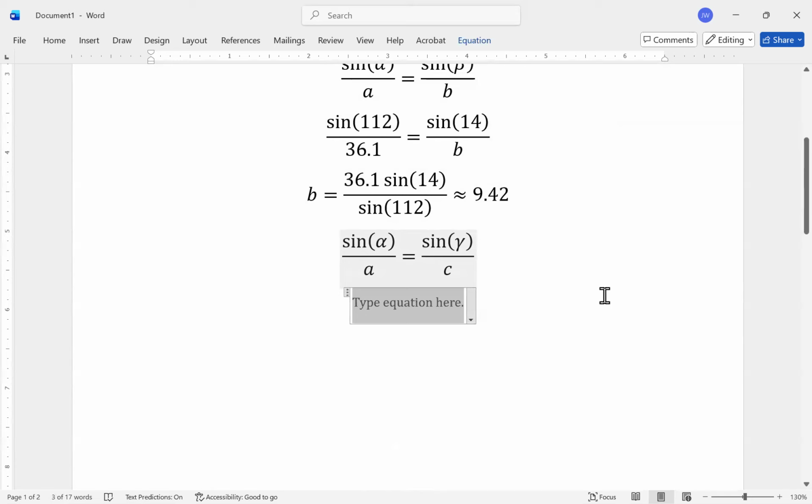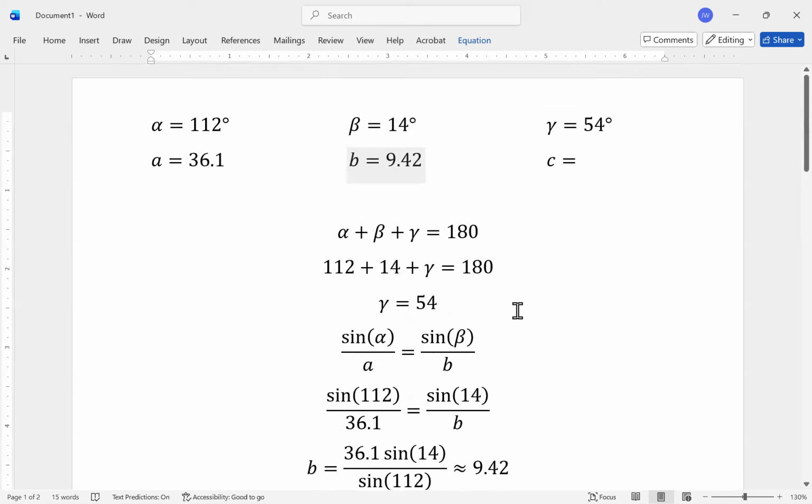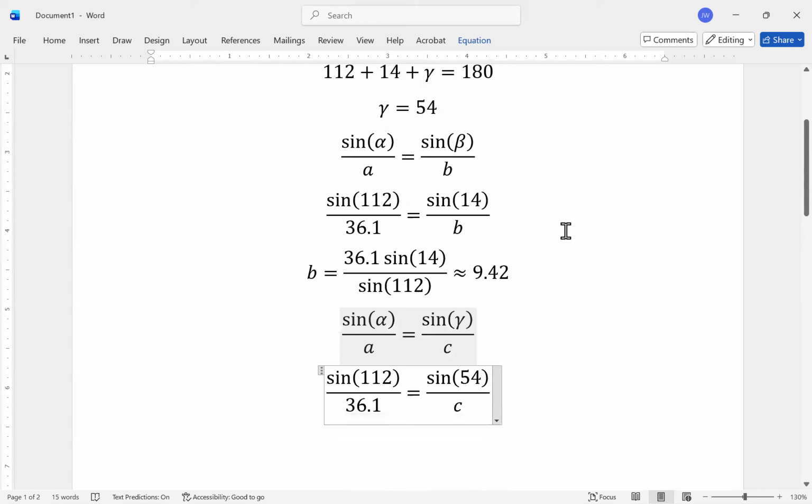In this case, I'll use sine of alpha over A is equal to sine of gamma over C. So in our case, sine of 112 divided by 36.1 is equal to sine of 54 divided by C. Again, I'm getting 54 because we earlier found that gamma had to be 54 degrees.